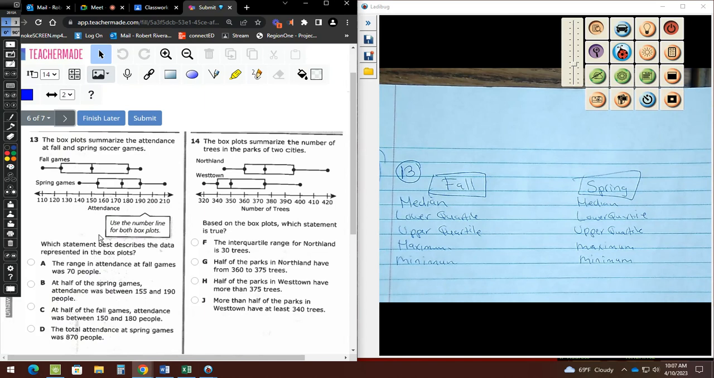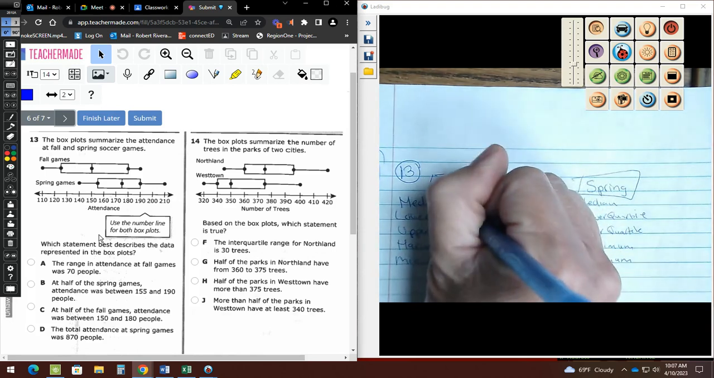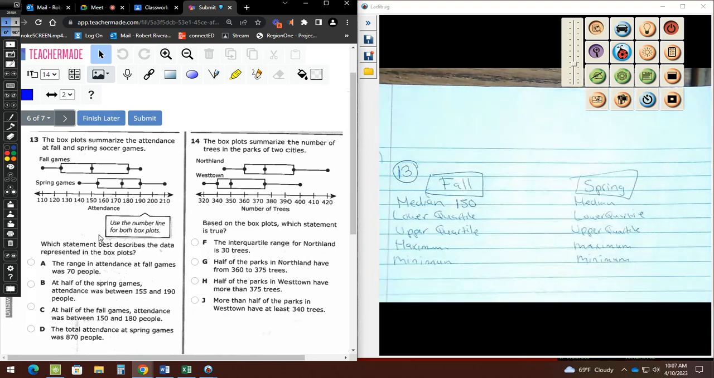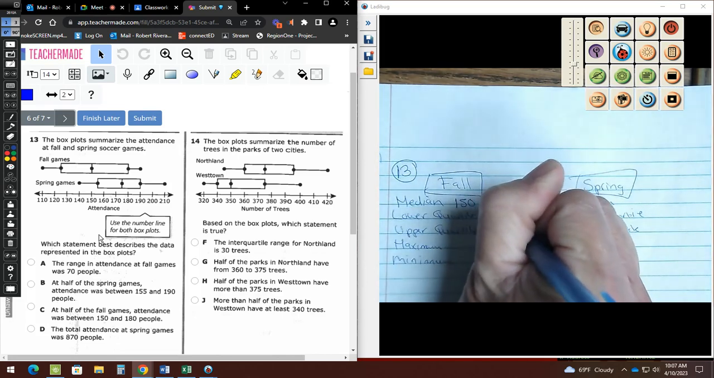Let's start with the fall. What would be the median, guys? Look at it and tell me. Middle. 150. Very good, Ruby. Ruby's on fire today. Who's the lower quartile, guys? From the fall. Lower quartile. 125. Very good, Alex. Welcome back.